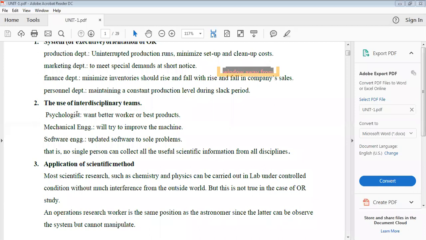The psychologist is one person who observes the workers, for better workers and best products. Mechanical engineering will try to improve the machines.